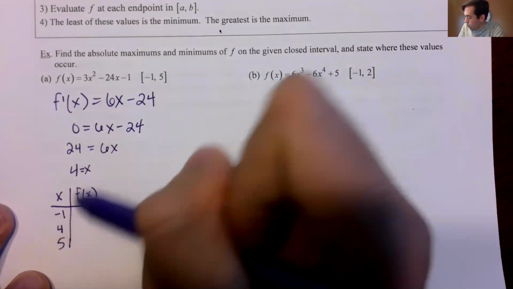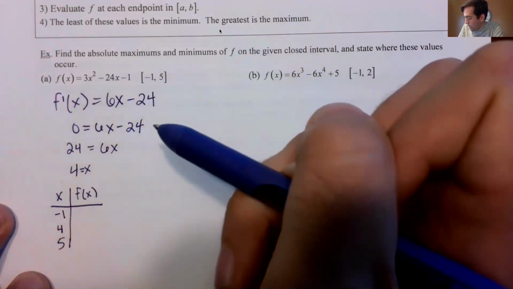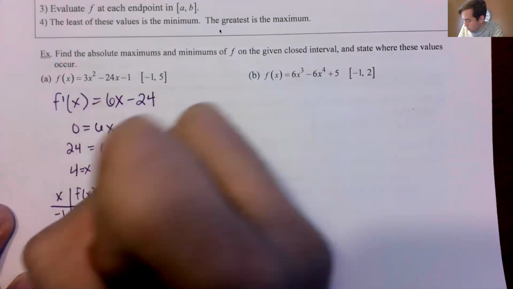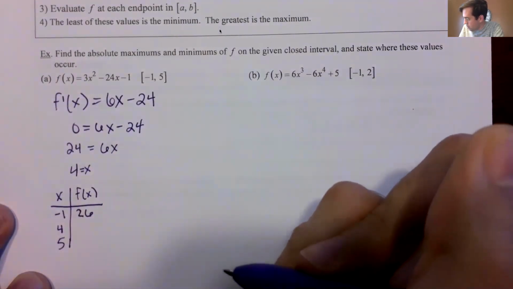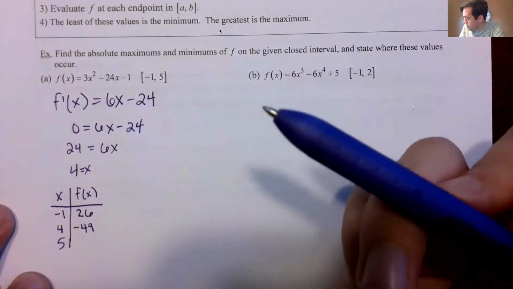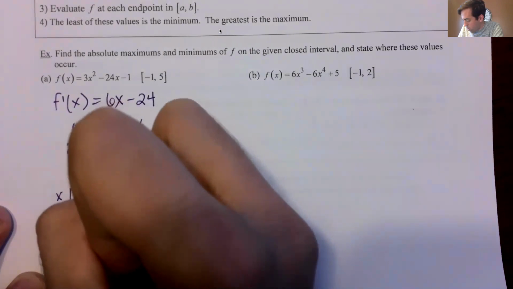So we're going to plug -1 into the original equation, and we get 26. We're going to plug 4 into the original equation, and we get negative 49. And we're going to plug 5 into the original equation, and we get negative 46.